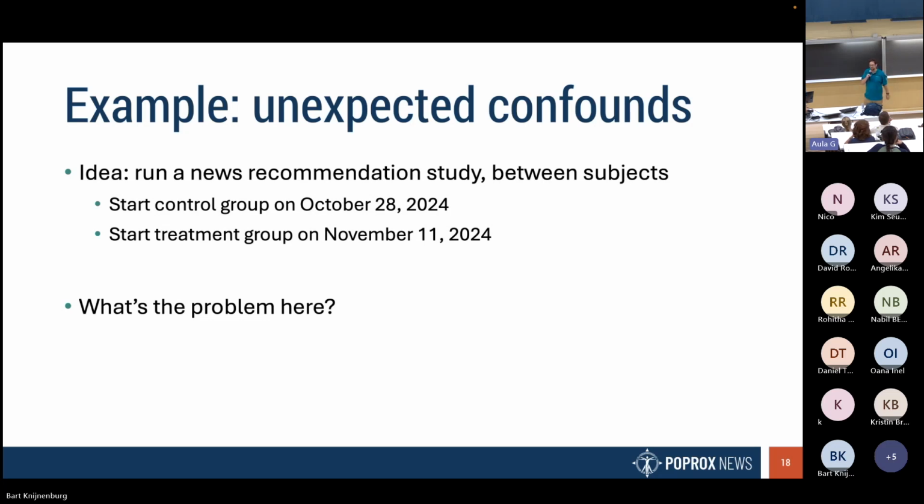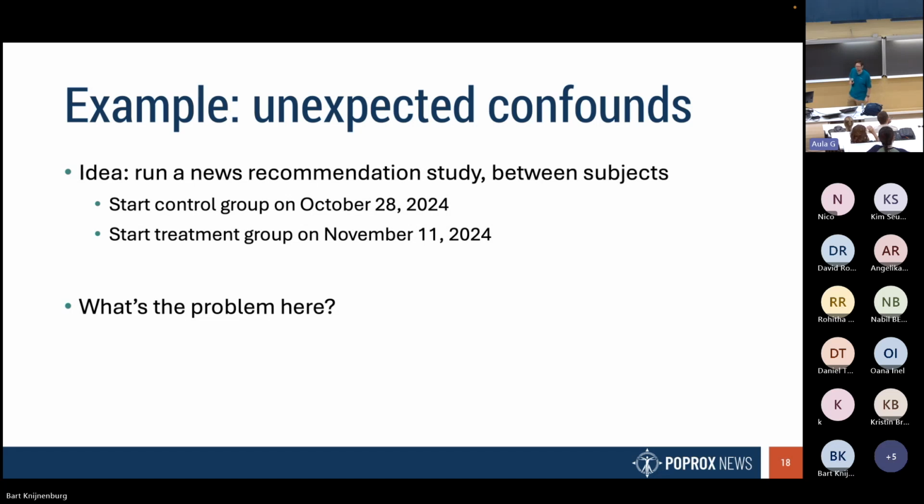Do you know? The election. Exactly. Not the same news. It's the major event of the US election that happens in between, right? So you get vastly different news probably, and that's going to completely mess up the entire experiment because of that, right? So you'd have to do random assignment. And in this case, I would even say maybe avoid that period in general, right? Because your results may not be generalizable.